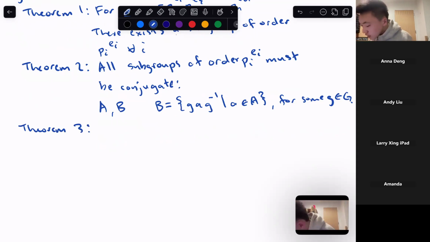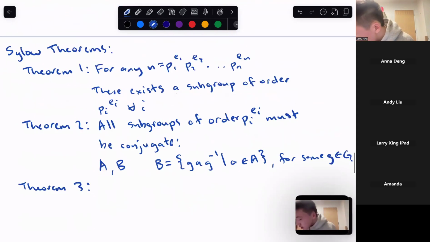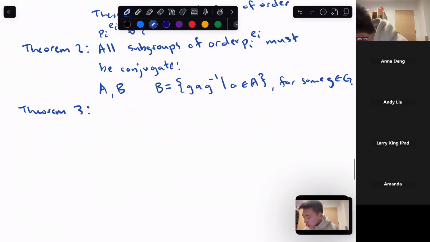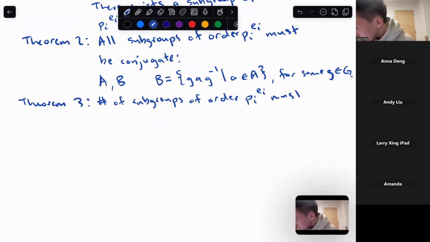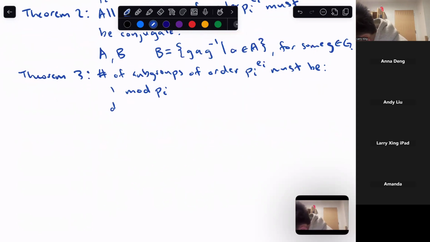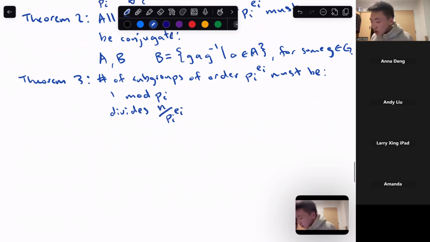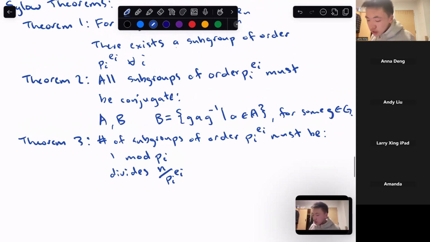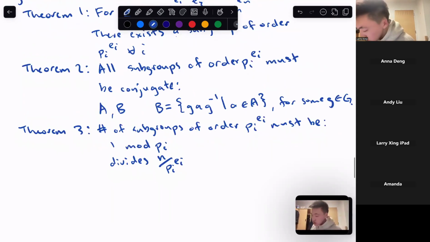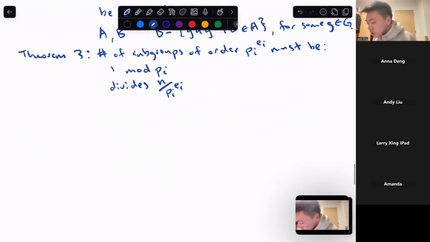And then theorem three states that the number of subgroups of order p_i to the e_i must be 1 mod p_i and divide n over p_i to the e_i. And this one is a little less obvious, but it is also similarly easy to convince yourself that it is true. Okay, so now we have this out of the way.